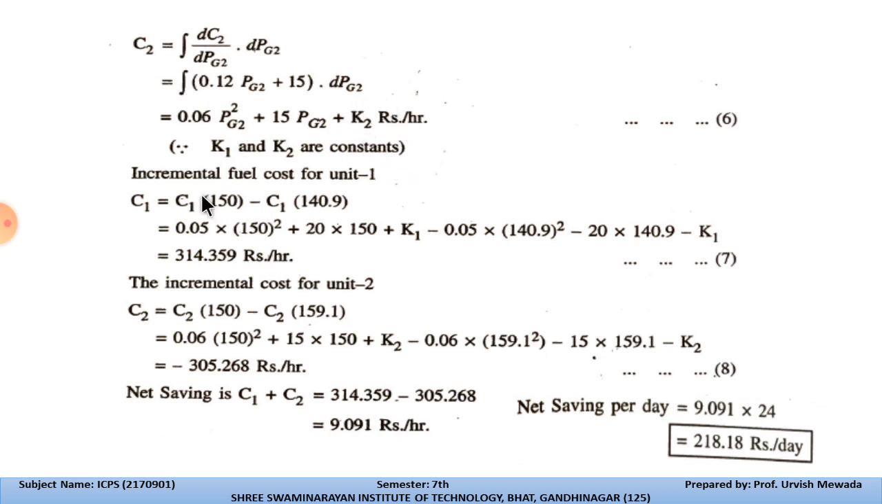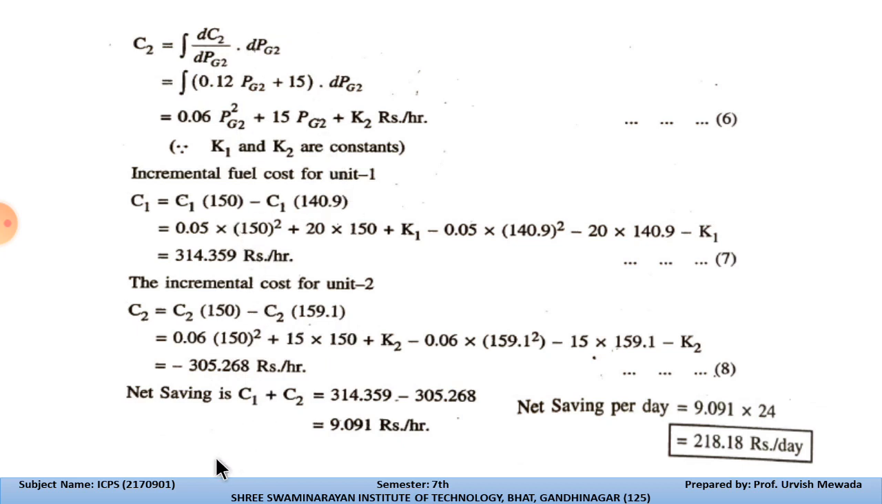So the incremental fuel cost for unit number 1, that is C1, is equal to C1 at 150 minus C1 at 140, which we have already derived. After putting the values, we will get 314.359 rupees per hour for C1, and for C2, that is C2 at 150 minus C2 at 159.1, after putting this we will get 305.268.